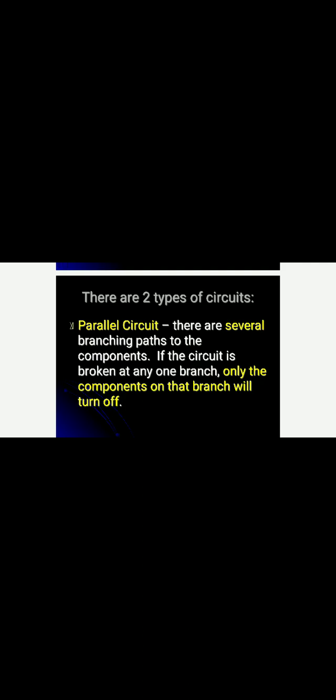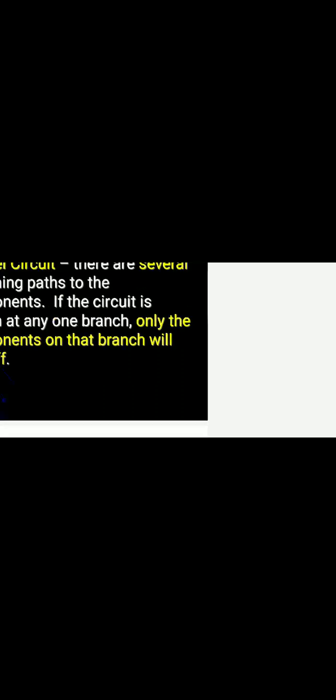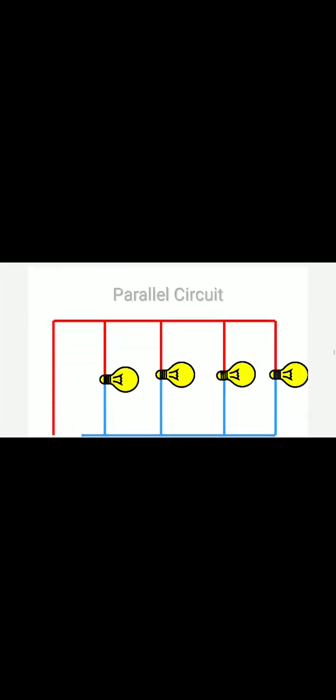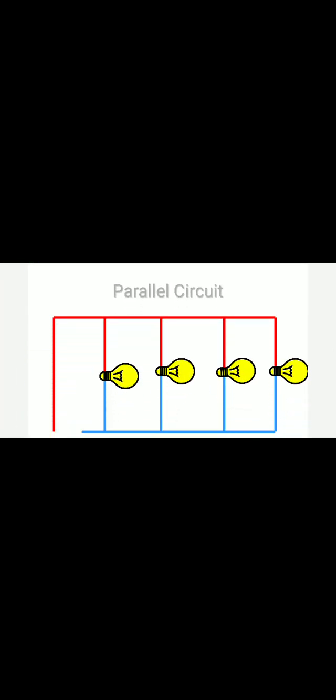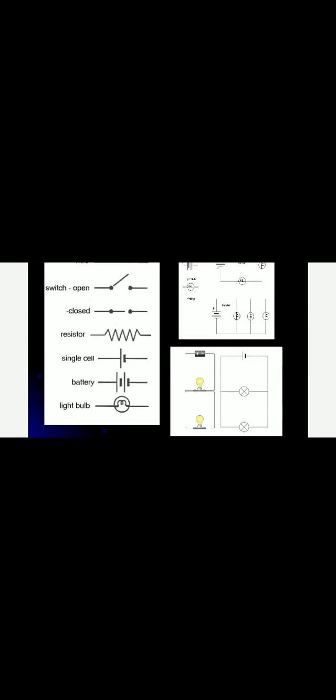There are two types of circuits. Parallel circuit. There are several branching paths to the components. If the circuit is broken at any one branch, only the components on that branch will turn off. This is the circuit diagram for a parallel circuit. These are the components for this circuit.